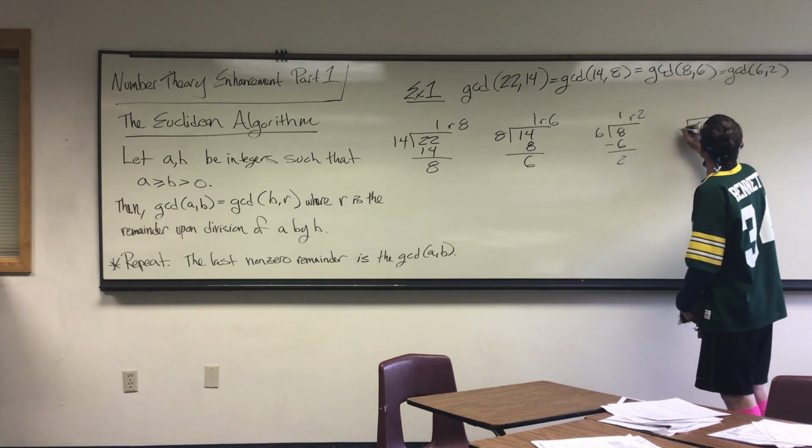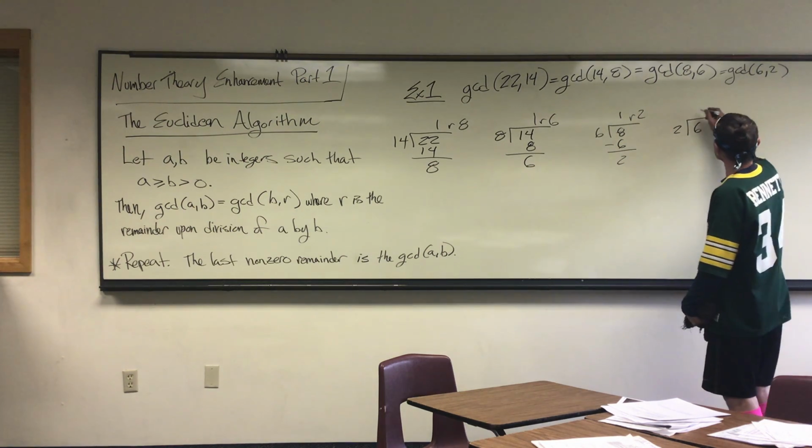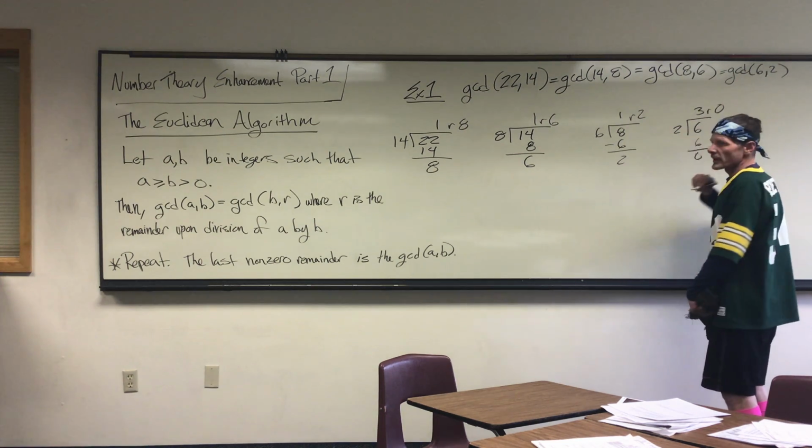6 divided by 2. How many times can we subtract 2 out of 6? We can do it 3 times. And when we do that, we have nothing left over. So we get a remainder of 0.